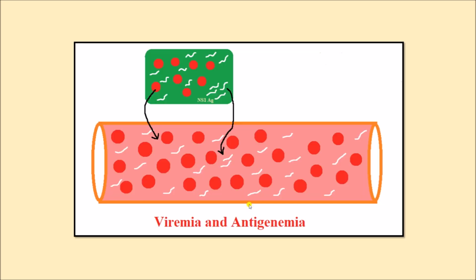Alright, now let us look at this. After this, the Langerhans cells having the viral particles and the NS1 antigen are released in the circulation, and we now have viremia because we have the virus inside the circulation and also we have antigenemia because we have so many NS1 antigens in the circulation. So this is viremia and antigenemia.